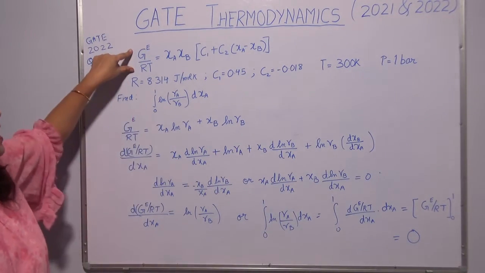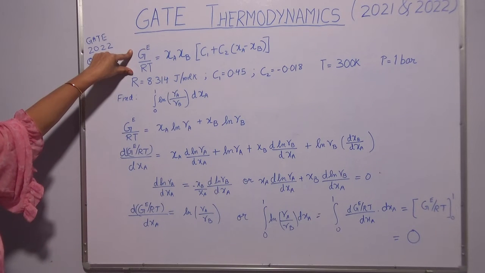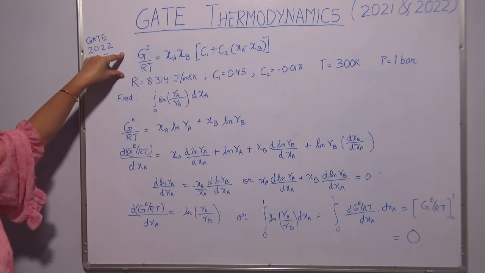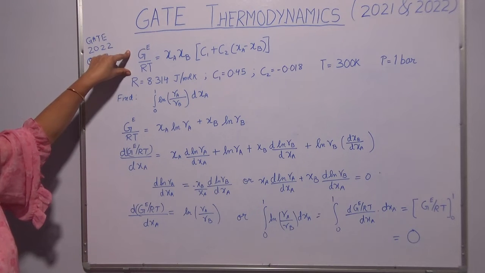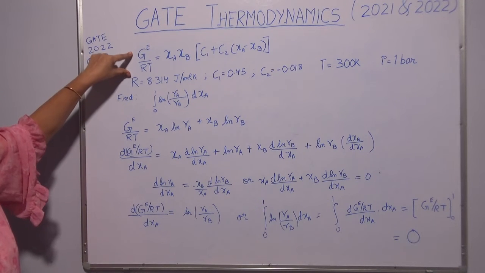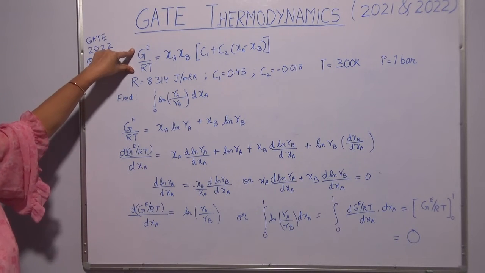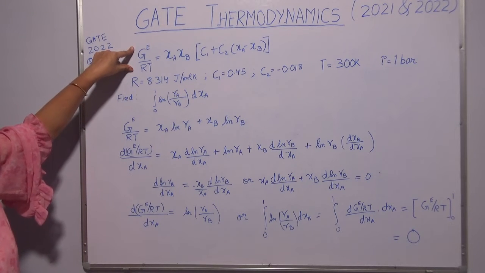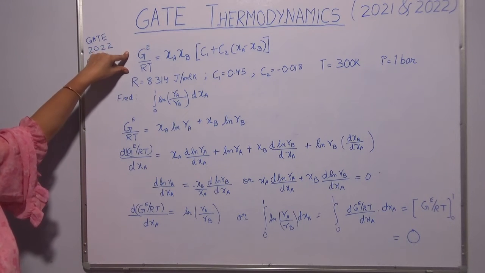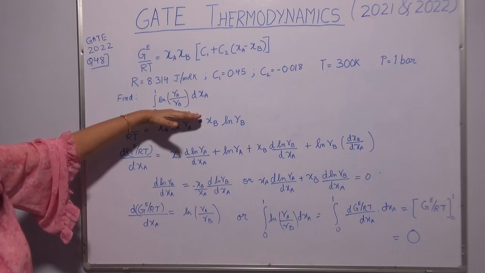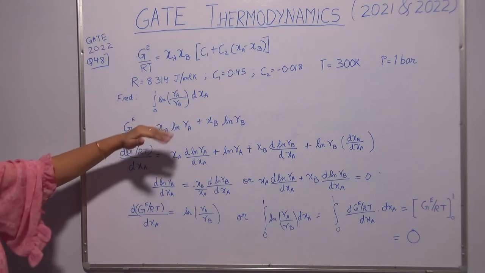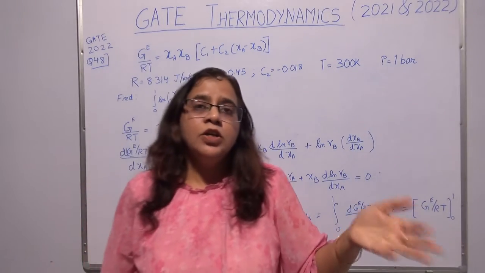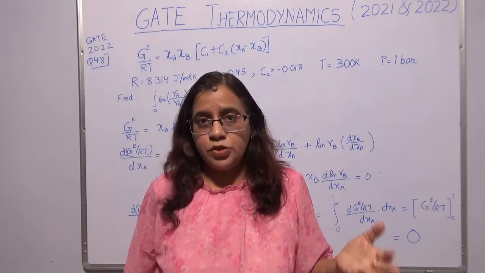Because in this case, at first glance what you will think is that since all the values have been given, I can obtain ln gamma A by taking the partial derivative of GE by RT with respect to nA. Similarly, I can find ln gamma B by taking the partial derivative with respect to nB, and then I can evaluate this integral. But if you go through that path, you will take at least 10 to 15 minutes to do it.